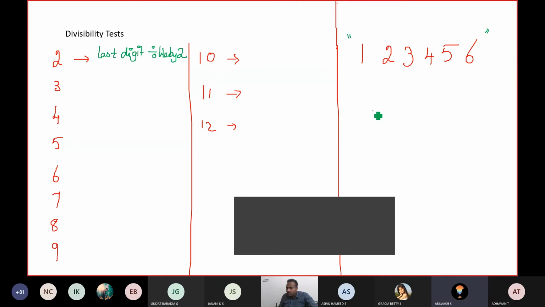Is that so? 14 is the number. Is it divisible by 2? Yes. Is it divisible by 4? No. But the other way around is definitely possible. If a number is divisible by 4, then the number is divisible by 2. You can say that, but not the other way around.